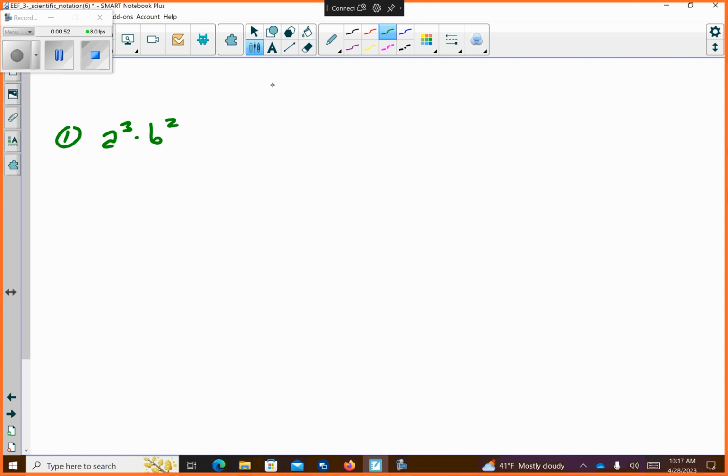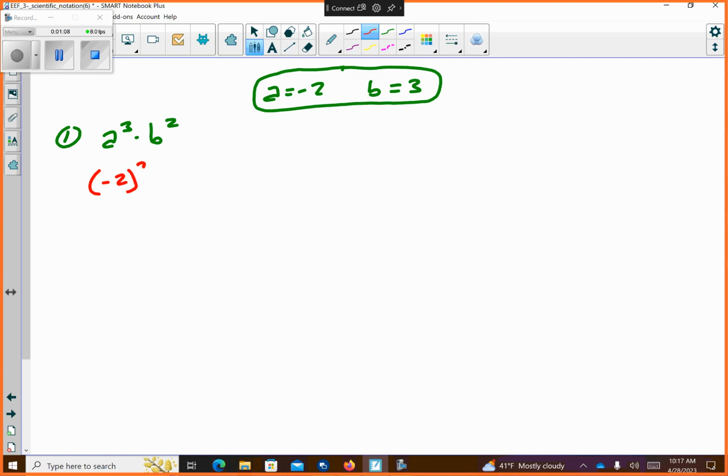So for problems 1, 2, 3, and 4, they tell us up in the directions that the A value is -2 and the B value is 3. So I'm going to replace my A value with -2 and my B value with 3. Make sense so far? Okay, the problem is not done. You want to go -2 times -2 times -2. That gives you -8. You want to go 3 squared, which is 9. So the answer to this is -72.